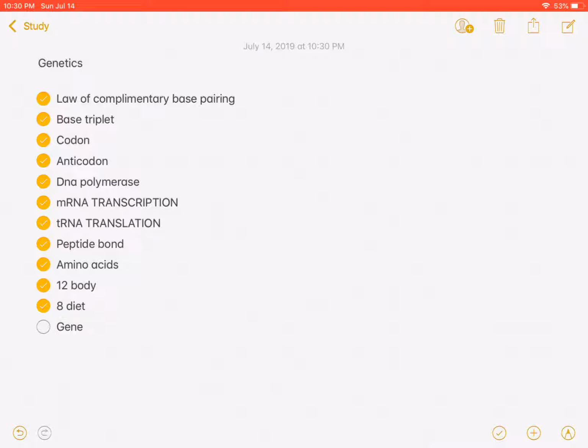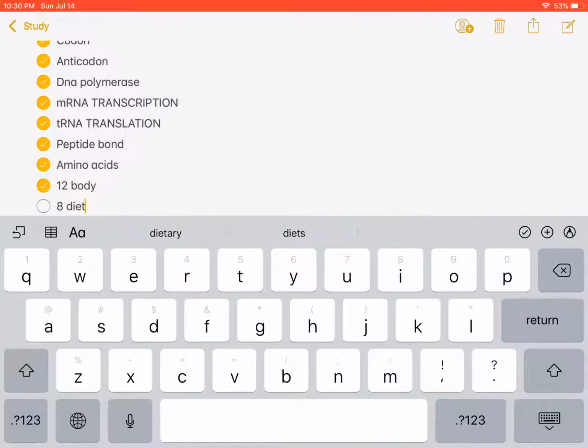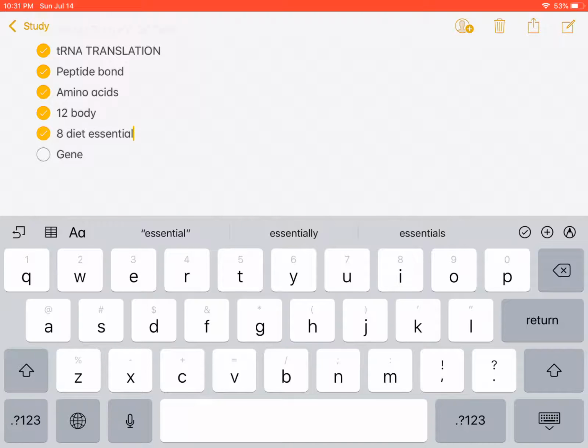We're not really done. On the previous episode, we were looking at the law of complementary base pairing. We learned what a base triplet was, what a codon was, anticodon, DNA polymerase, mRNA, messenger RNA with its transcription process, transfer RNA with its translation process. We saw what a peptide bond was, amino acids. There's 20. 12 of them can be synthesized by the body. However, 8 of them are essential, which means that we have to eat to consume these.